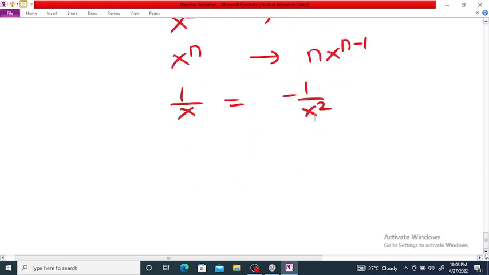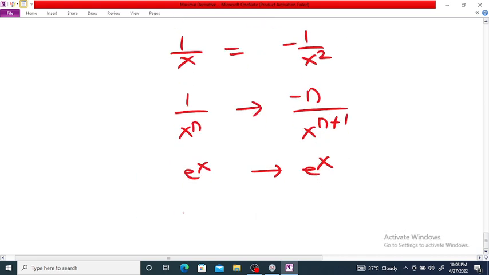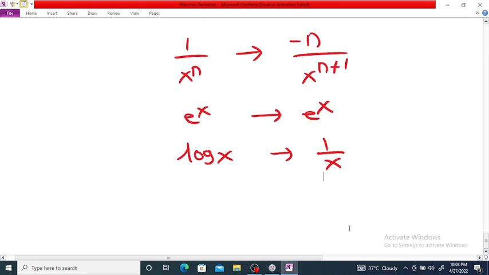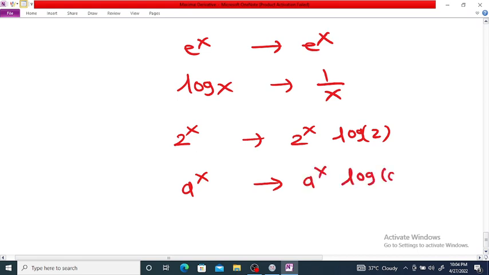Then next, if it is equal to 1 by x raised to n, then it is equal to minus n x raised to n plus 1. If it is equal to e raised to x, then its derivative is e raised to x. If it is equal to log x, then its derivative is equal to 1 by x. Similarly, if it is equal to 2 raised to x, then it is equal to 2 raised to x log 2. Or if it is equal to a raised to x, where a is a real constant, then it is equal to a raised to x log a.